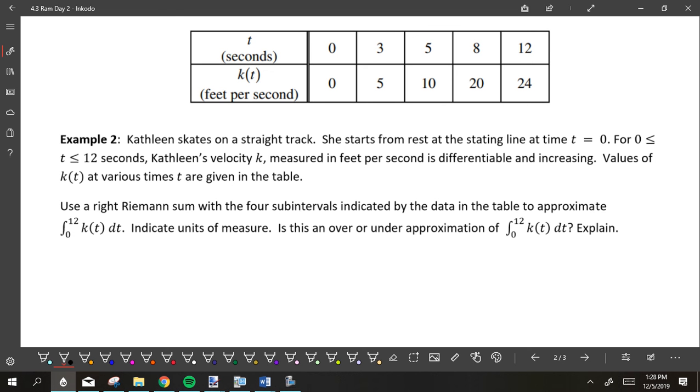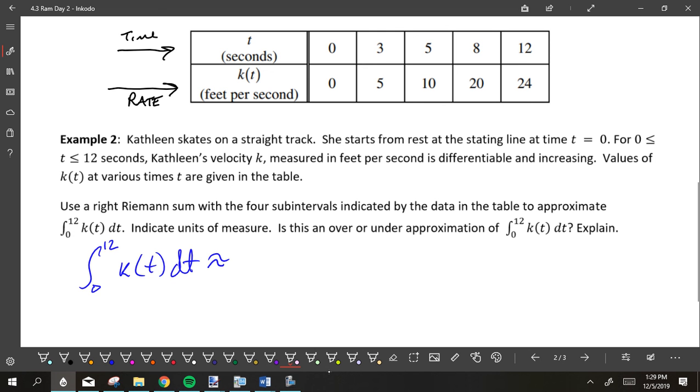So, we've got Kathleen. She's going skating. This tells you her rate. And this tells you her rate at different times. That's the setup that we've got right here. So our job is to approximate the integral of 0 to 12 of K of t dt. Or in other words, we're finding the area under the curve from 0 to 12. The way we're doing it right now is an approximation, so it's not perfect. So we're just approximating here.